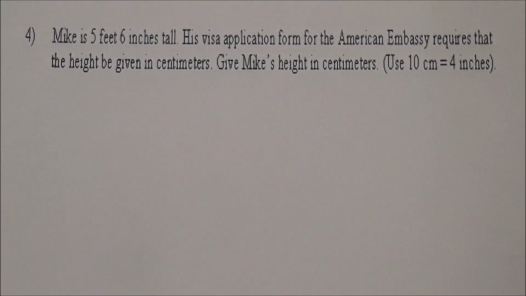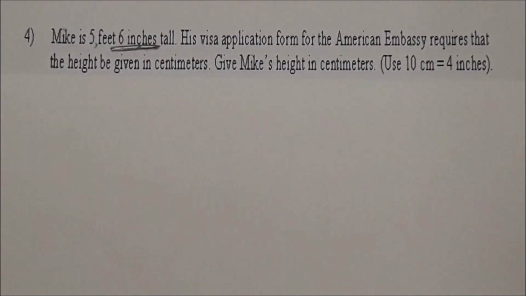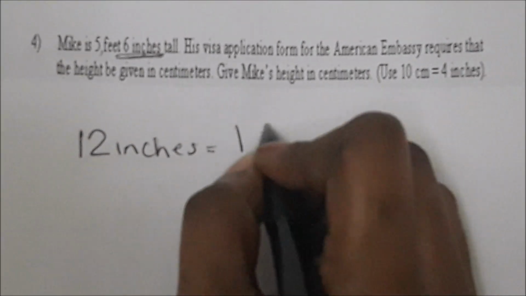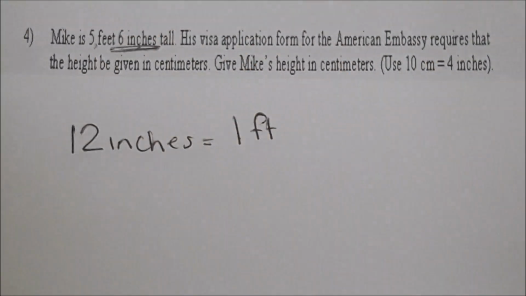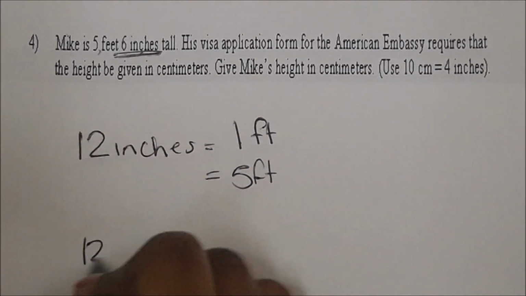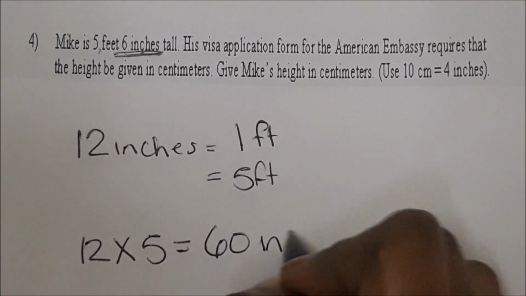Okay, so Mike is 5 feet 6 inches tall. You want to give his height in centimeters, and they gave you the formula: 10 centimeters is 4 inches. Precious, what are you going to do first? We have to convert the 5 feet into inches. We ask ourselves, how many inches is in 1 foot? In this case, 12 inches equals 1 foot. We need 5 feet. We simply multiply 12 by the 5, which will give us 60 inches.